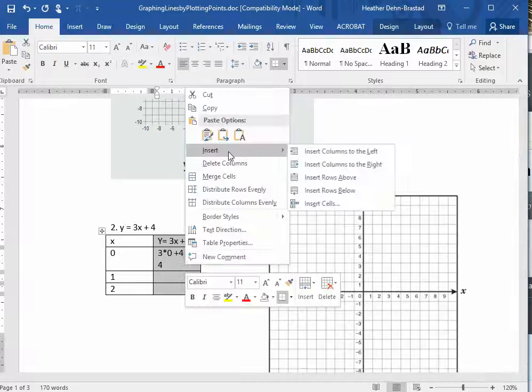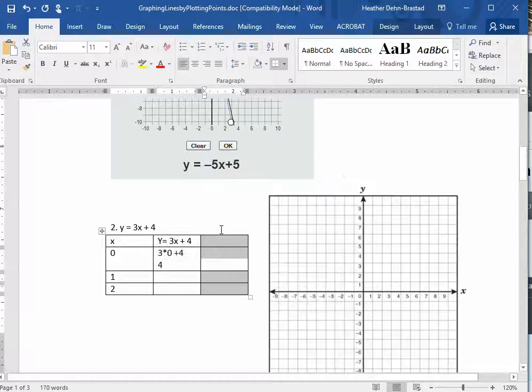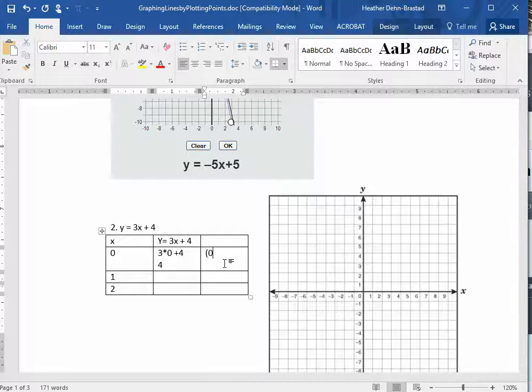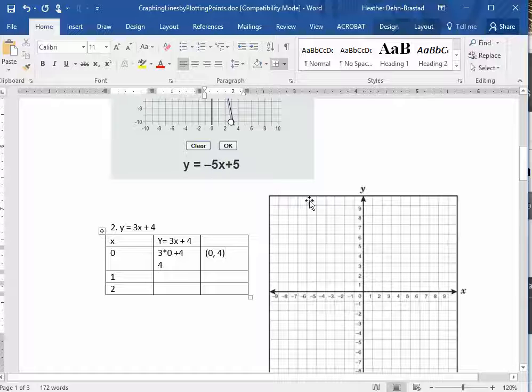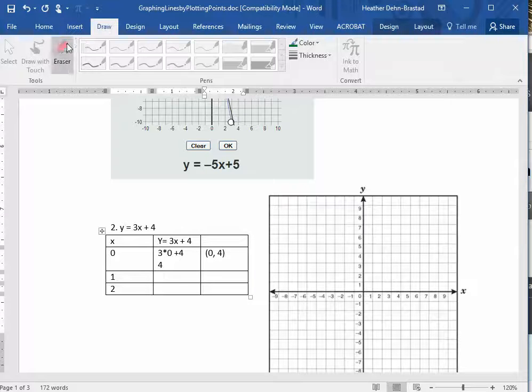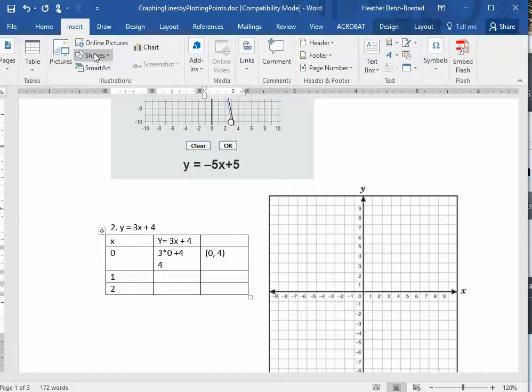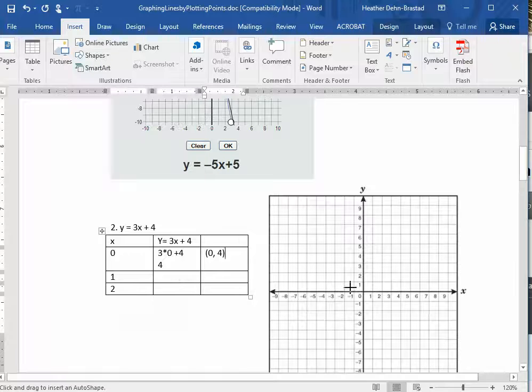I'm going to add one more column so that I can put the coordinates that I'm going to graph over here. So my first point would be 0, 4. So I'm going to put a point at 0, 4. That means I'm just going to get one of those little circles again. So I go over 0 on the x-axis, which is right on the y-axis, and then I go up to 4 and I put a point.